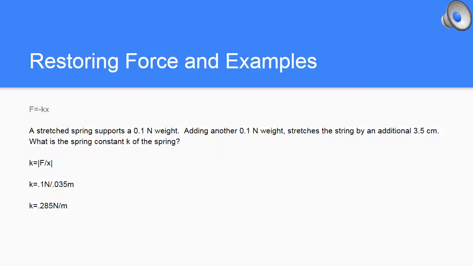Therefore, when we're solving for k, which is the spring constant, we are going to have k equals F over x. And so we're going to plug in 0.1 Newton for our force and 0.035 meters for our displacement. And then we're going to have that the spring constant equals 0.285 newtons per meter.